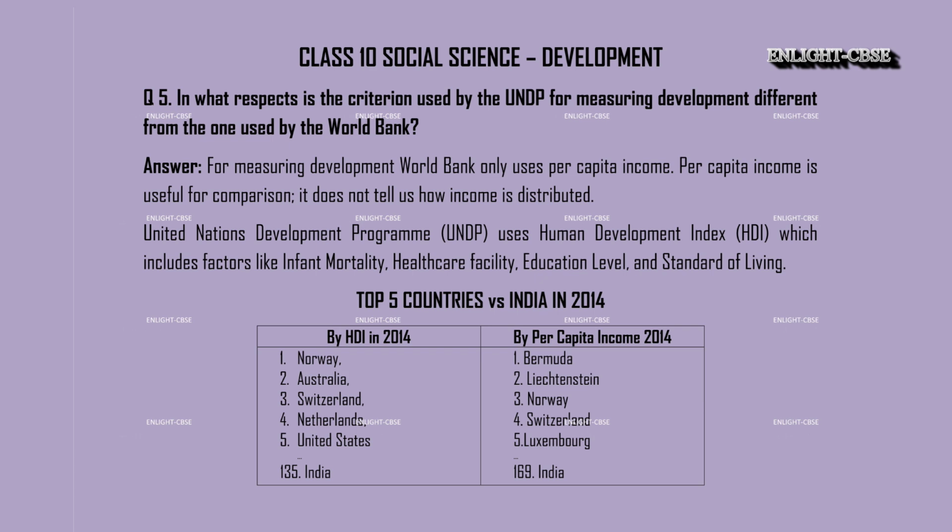United Nations Development Programme, UNDP, uses Human Development Index, HDI, which includes factors like infant mortality, healthcare facility, education level, and standard of living. Top 5 countries vs India in 2014.